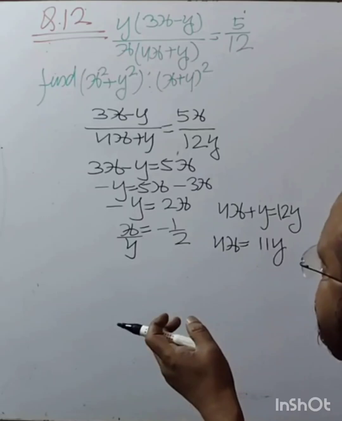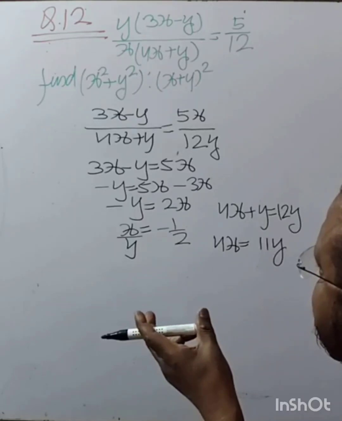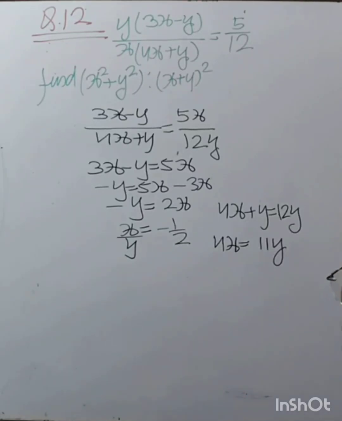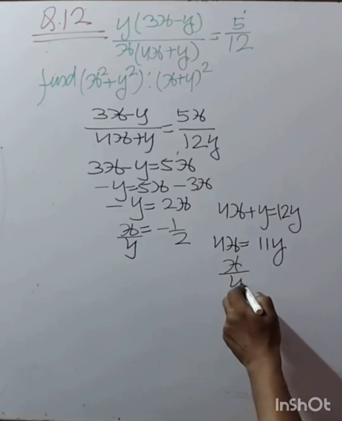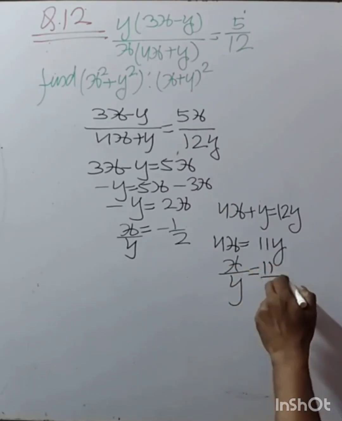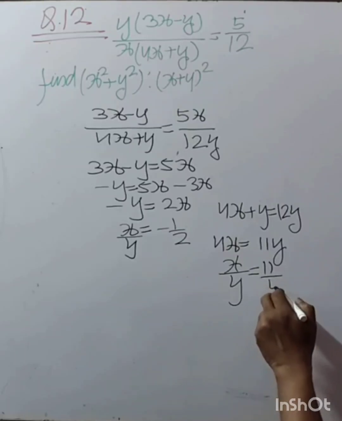Is there two values? Same answer. Is 41 ratio 81 or 25 ratio 14? So x upon y is equal to 11 upon 4.